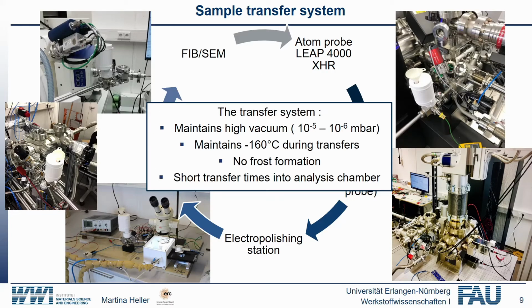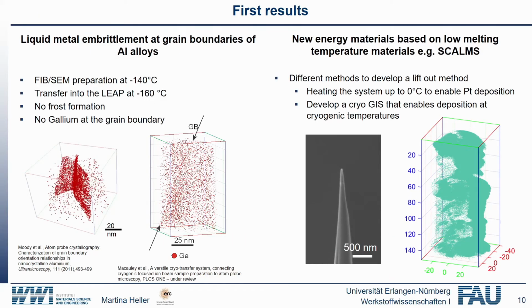So our transfer system maintains all the time a high vacuum from 10⁻⁵ to 10⁻⁶ millibar. It maintains -160 degrees Celsius during the transfers. You see no frost formation on your atom probe tip. And in addition, you have short transfer times into the analysis chamber. The last transfer I made took me just 30 minutes from the FIB-SEM into the analysis chamber when I started with my measurement. At the end, I just want to show you our first results.